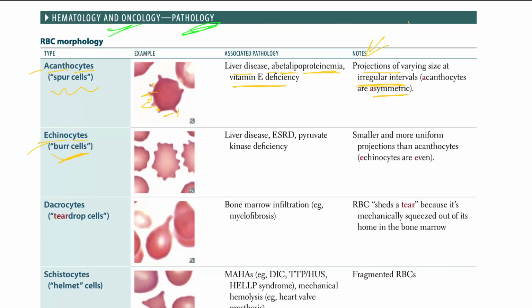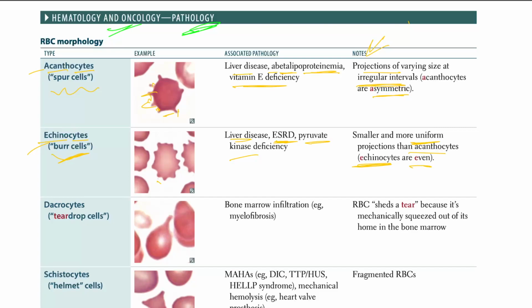Then we have the echinocytes. They are the Burr cells. They, again, are seen in liver disease, ESRDs, and pyruvate kinase deficiencies. They are smaller and more uniform, with more uniform projections than the acanthocytes. Look, they're evenly spaced and more uniform than acanthocytes.